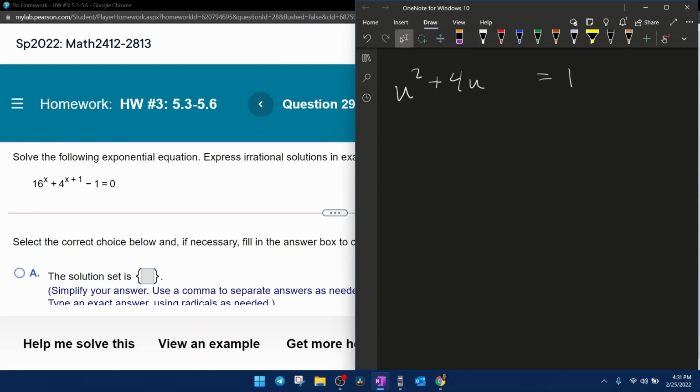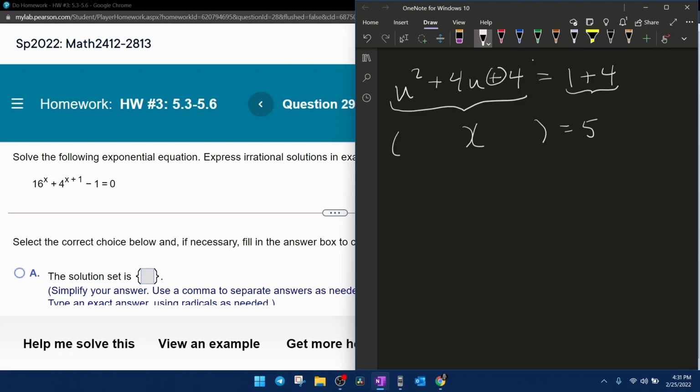All right, so doing the completing the square process, we're going to take half of b, half of 4 is 2, and then square that gets me my new constant. Whatever you add to one side, you have to add to the other. And so that's going to bring me to u squared plus 4u plus 4, which is a perfect square trinomial, which means that is going to factor nicely. On the other side, 4 plus 1 is 5.